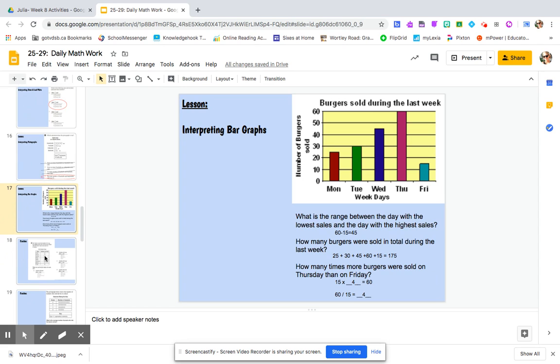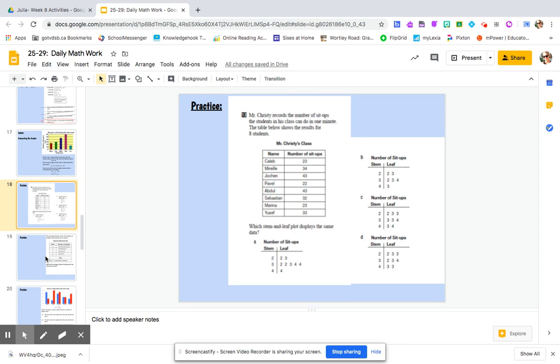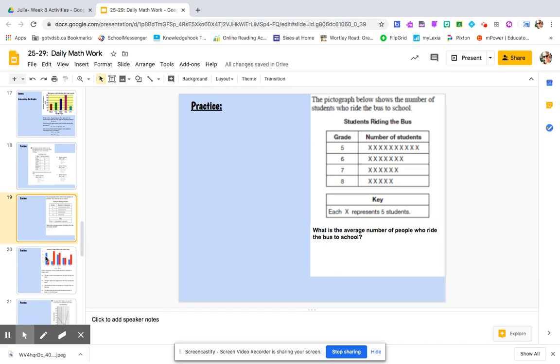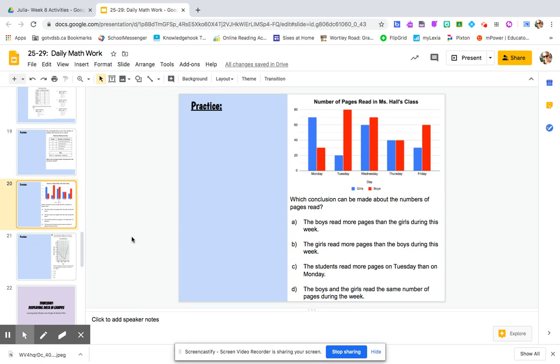All right, you're going to go ahead and do some practice now with a stem and leaf plot question, show me your work as you go if you can, a pictograph question, and a bar graph question. Good luck with it. I know you'll do wonderful.